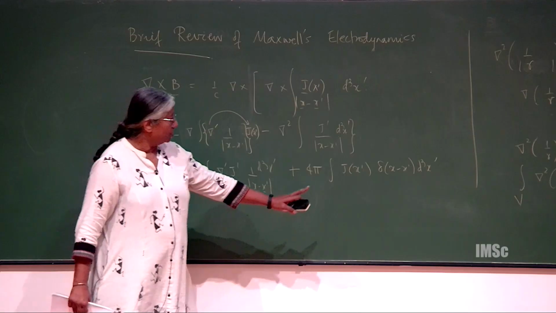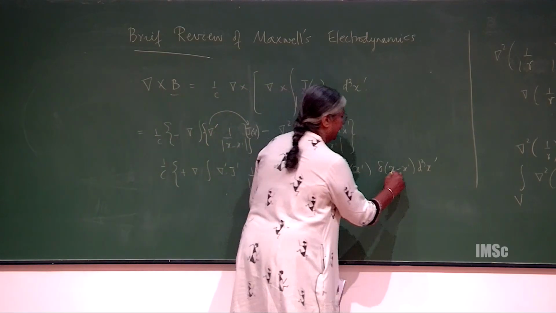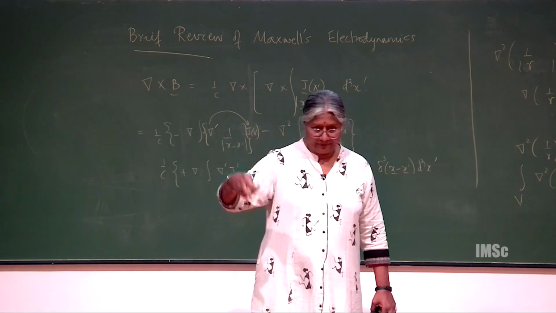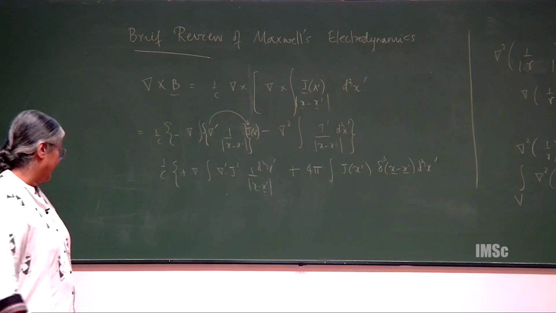Is it clear? So what is j of x prime delta of x minus x prime? I hope the delta is clear. It's a delta cubed. It means delta of x minus x prime, delta of y minus y prime, delta of z minus z prime, right? It's a 3-dimensional delta function.